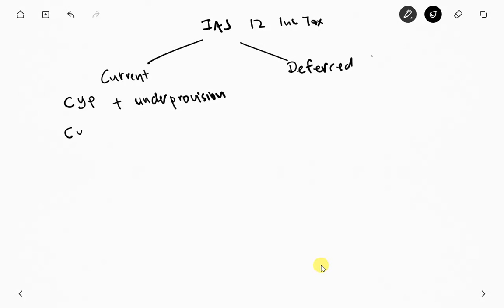It can also be current year provision minus previous year's over provision. Easy. So you can put prior year under provision or prior year over provision, previous year. And the previous year is not necessarily just the immediate previous year, it can be 2 years ago, 3 years ago.